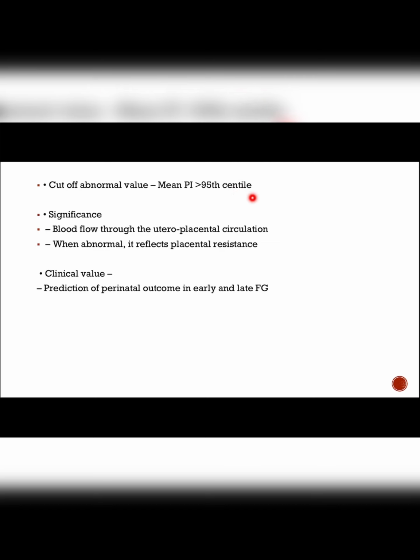From where can we get these centiles? These centiles are available online. We just plot our PI and our RI, and if it's more than the 95th centile, that means it is abnormal, and we know that there is increased resistance to the blood flow in the uterine artery. So what is the significance? Blood flow from the uteroplacental circulation is hampered, and if it's abnormal, it reflects placental resistance. The clinical value is that it helps in prediction of the perinatal outcome in early and late FGR.